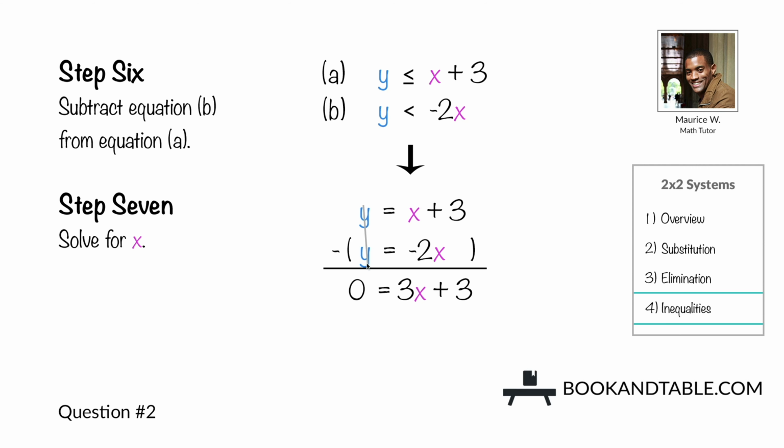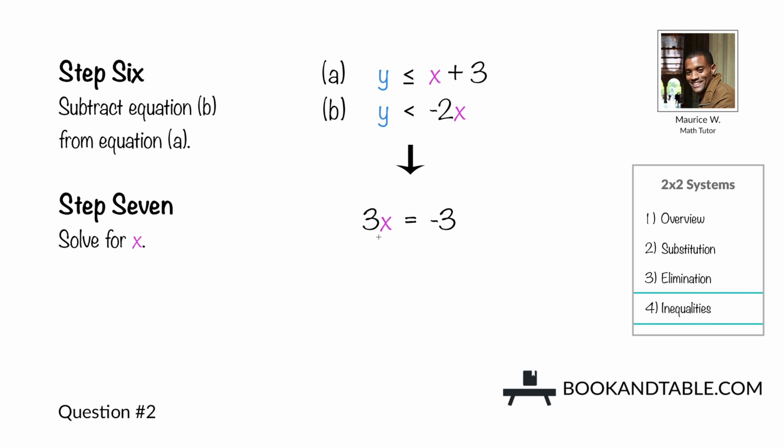So y minus y gives us 0. x minus negative 2x is x plus positive 2x, which gives us positive 3x, plus 3, or 3 minus 0 is 3. So now step 7, solve for x. We want to subtract 3 from both sides, giving us negative 3 is equal to 3x. So we divide both sides by 3, and that gives us x is equal to negative 3 divided by 3, which is negative 1.